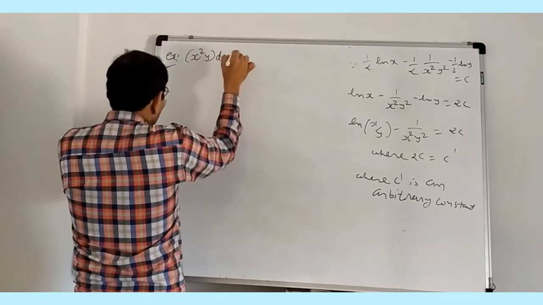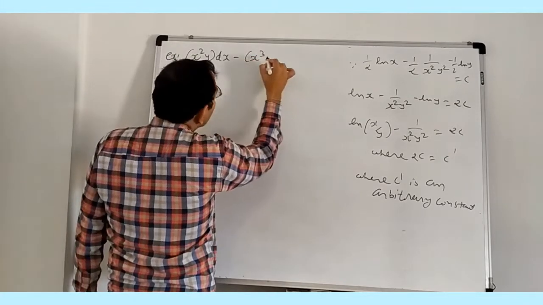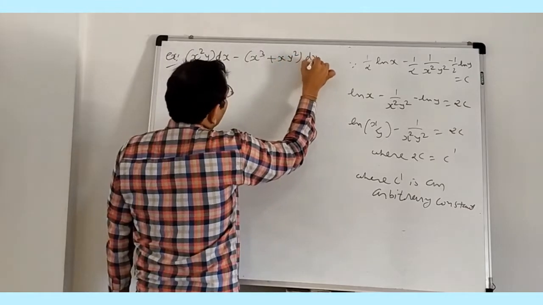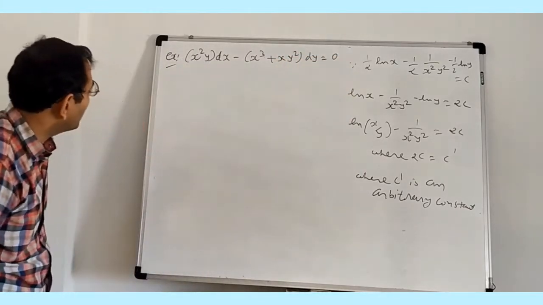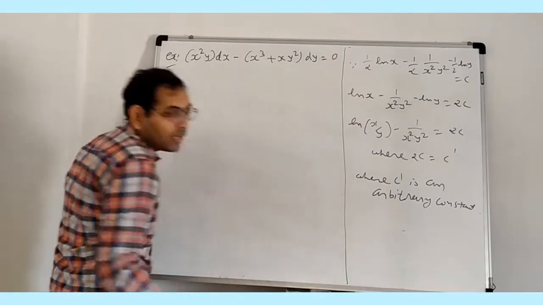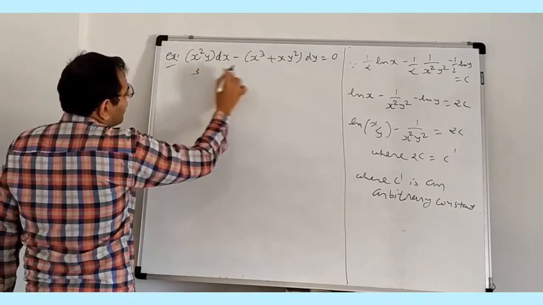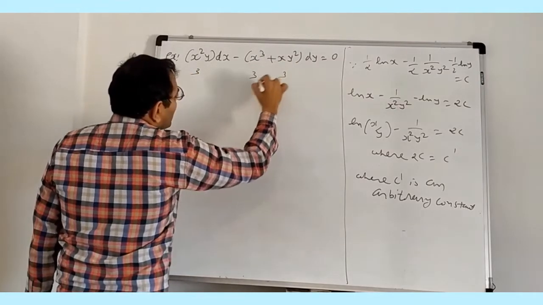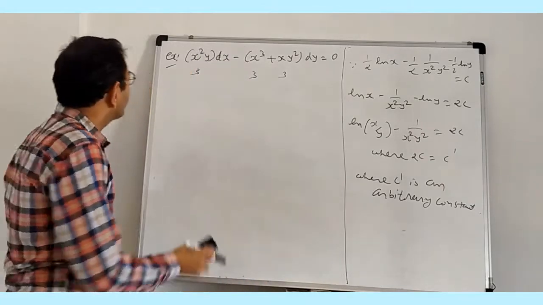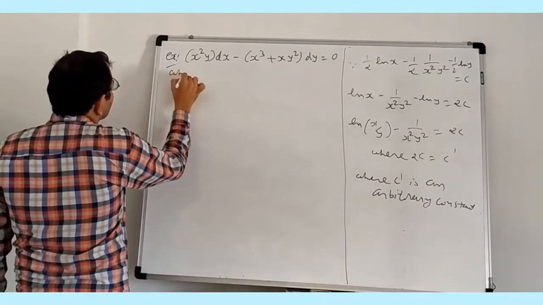x square y dx minus x cube plus xy square dy equal to 0. Here first we check that total count of variable is 3. First term, 2 plus 1, 3. Each and every term has total count of variable same. Then we can say that given differential equation is homogeneous.